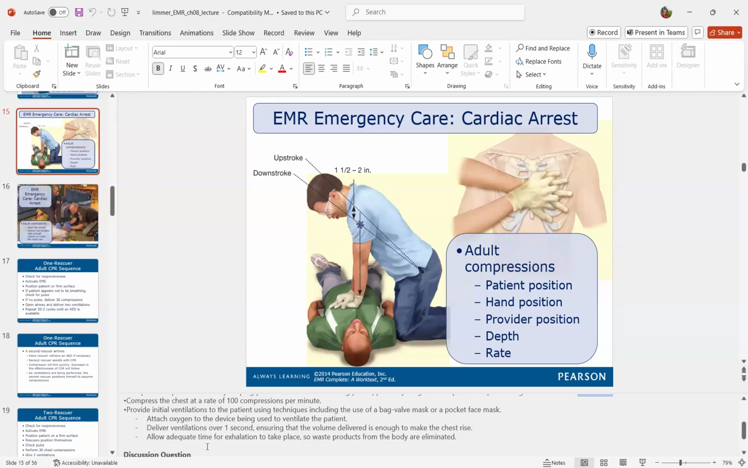We're also going to provide initial ventilations to the patient using techniques including the use of a bag valve mask or a pocket mask attached to oxygen. We're going to deliver a ventilation over 1 second, ensuring the volume delivered is enough to make their chest rise. So this is where we're starting our 30 compressions and 2 breaths, 30 compressions and 2 breaths.